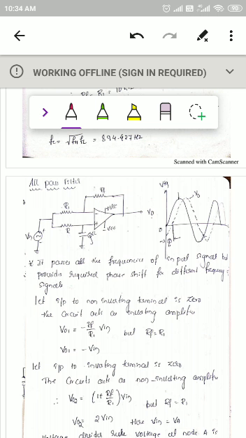Okay, now consider that the input to the non-inverting terminal is 0. The non-inverting terminal is your positive terminal, so you just take its input as 0. So the potential at this terminal is 0, and the input is applied to the inverting terminal, so the circuit will be operating as an inverting amplifier.